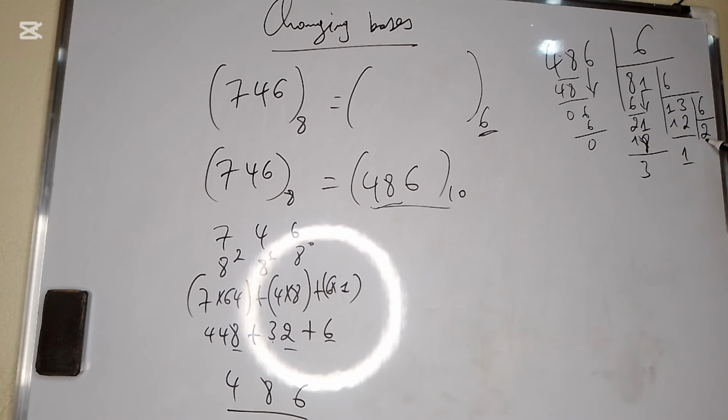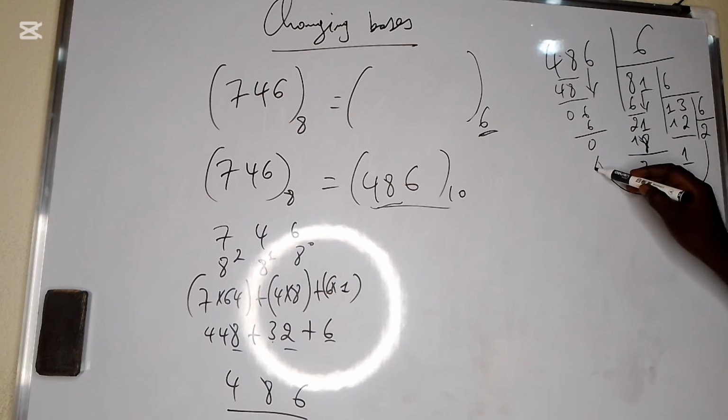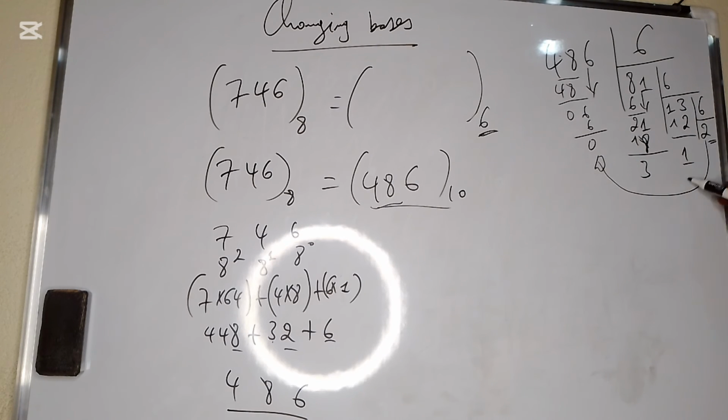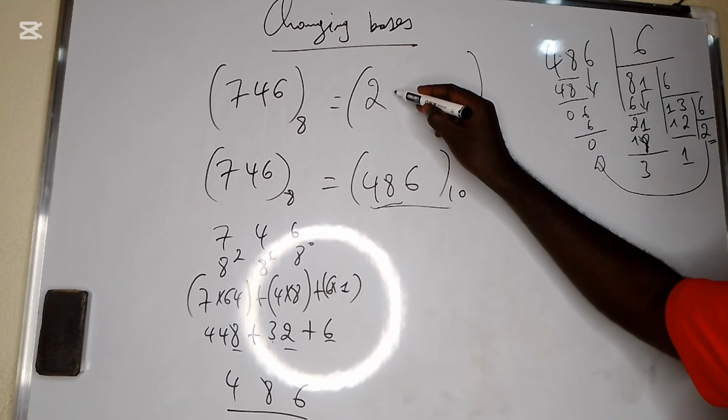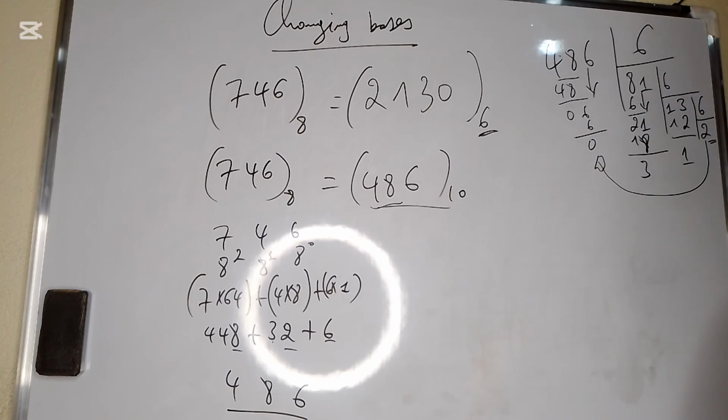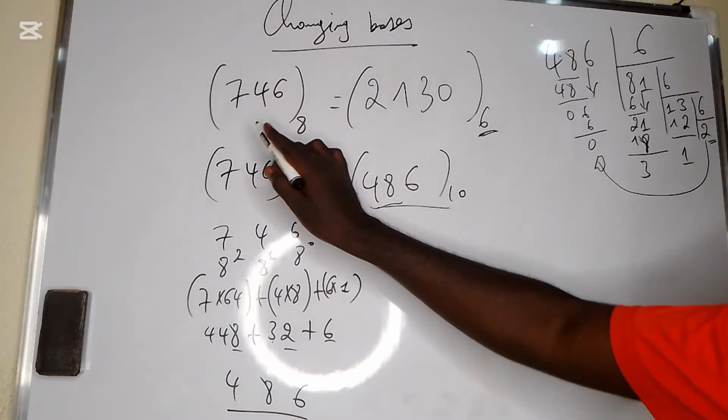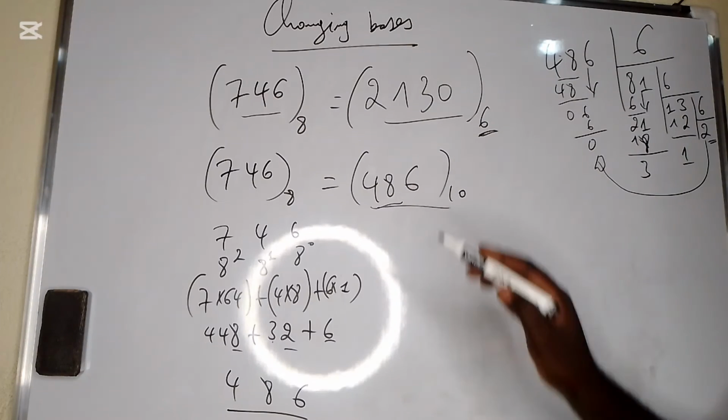We stop here and we write those numbers starting from the quotient to the remainders. The quotient to the remainders, now it is 2, 1, 3, 0. We have 2, 1, 3, 0. So this is now this number from base 8 to this number from base 6.